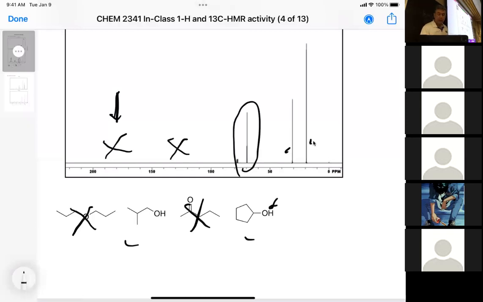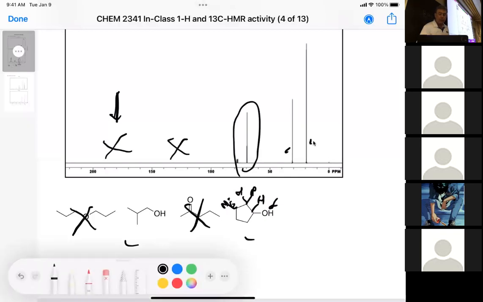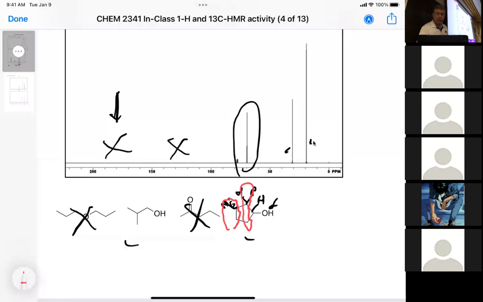Let's see, we're going to have 1 here, 2 here. These hydrogens are going to be 3, and these hydrogens are going to be 4. So let me circle that. These hydrogens are going to give 1 signal, these hydrogens are going to give 1 signal, this hydrogen is going to give 1 signal, and that one's going to give 1 signal. Okay, so that didn't help.